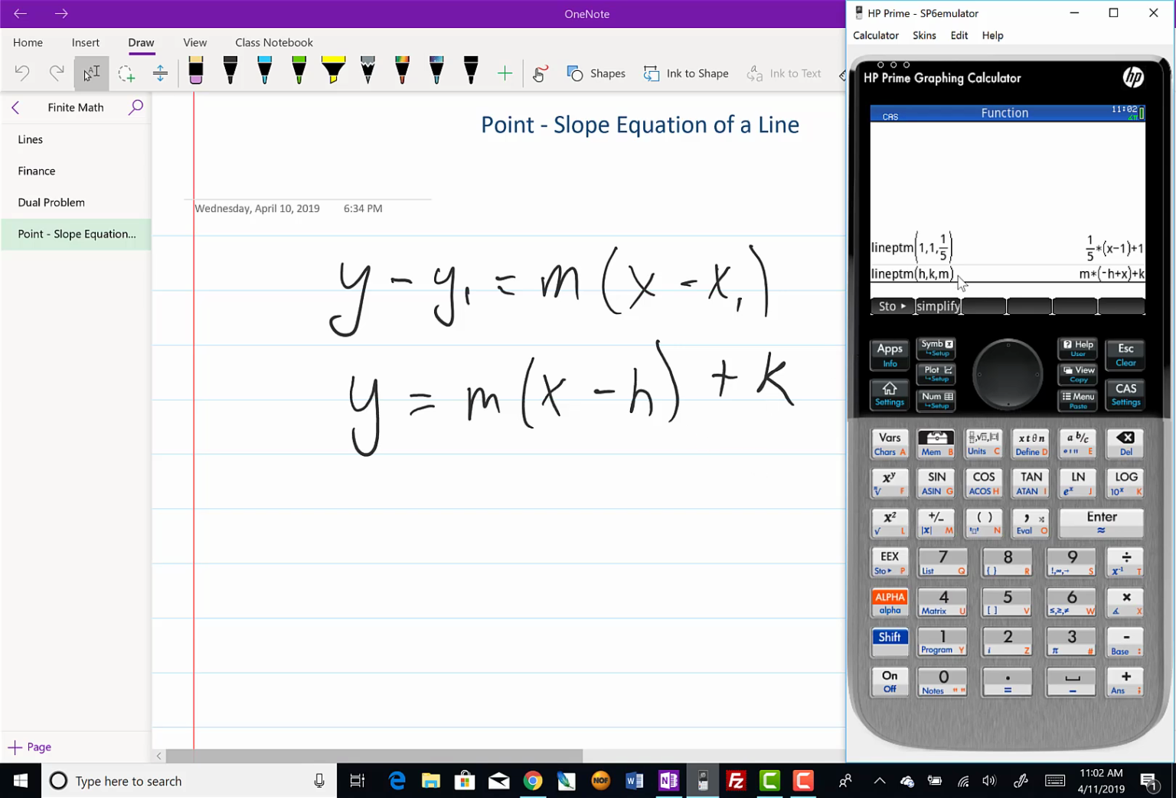So let's go to our calculator for a second and highlight this and copy it back down and press enter again. And let's hit the simplify button. And we see that what we have is x plus 4 over 5. Now the calculator doesn't write this as 1/5 x plus 4/5. It writes this as a rational expression.